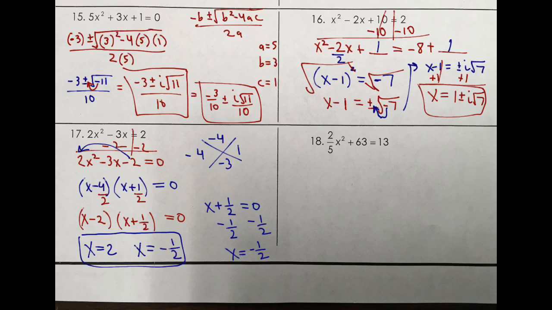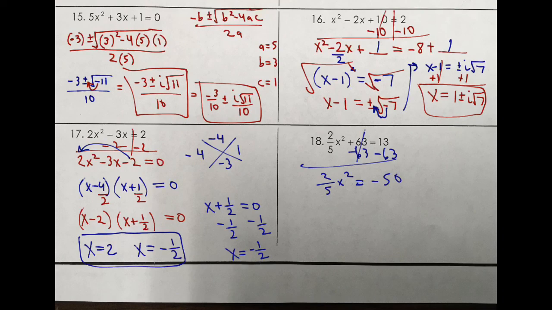All right, last one is 18. How are we going to solve that? There's no b term, so solve by square root. So let's go ahead and get everything away from x. So minus 63, minus 63. That cancels. We have 2 over 5 x squared is equal to negative 50.